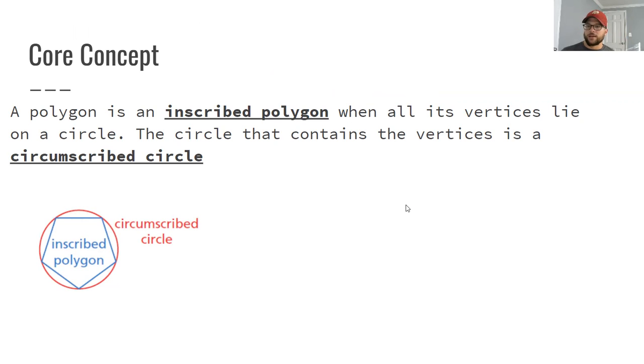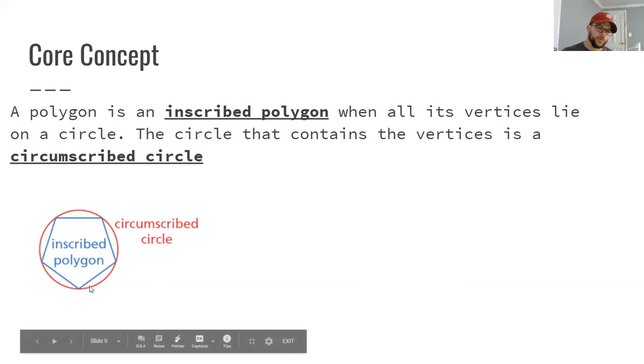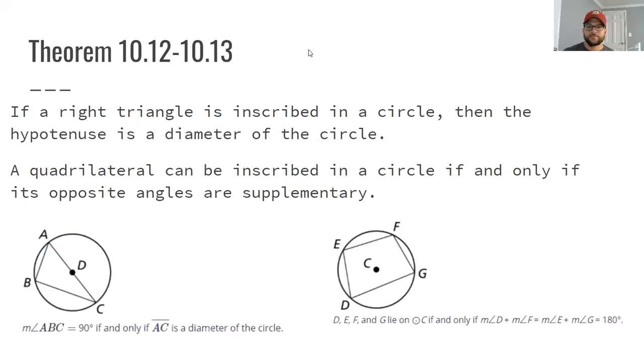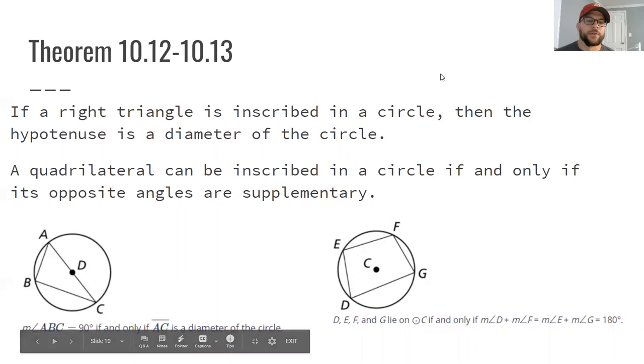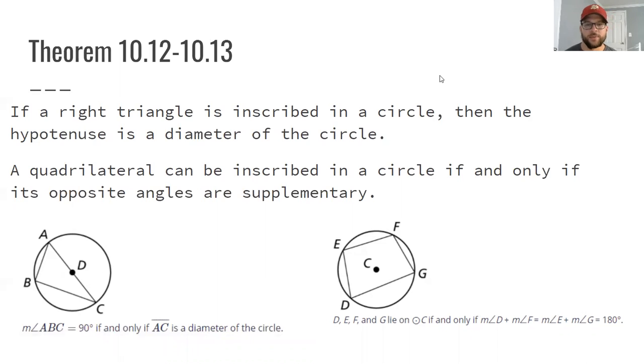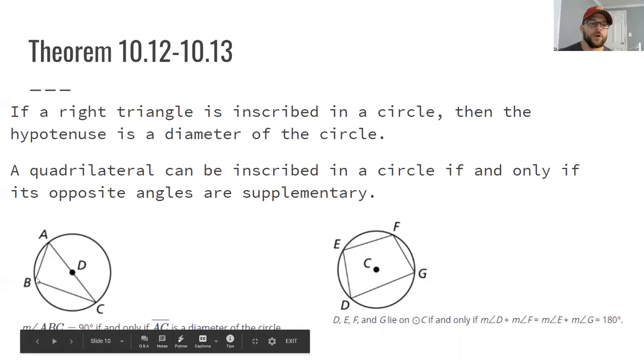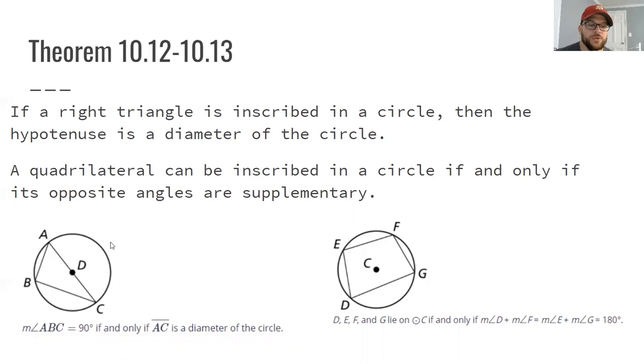Looking at inscribed polygons. When all of the vertices lie on a circle, it's called an inscribed polygon, like this blue pentagon right here. It's inside that circumscribed circle. Looking at these next two theorems, if you have a right triangle inscribed in a circle, then the hypotenuse is a diameter of that circle, because the inscribed angle B right here, if it's a right triangle, has to be a right angle. The formula for going from inscribed angle to intercepted arc is times 2. So 90 times 2 is 180, which makes this a semicircle.